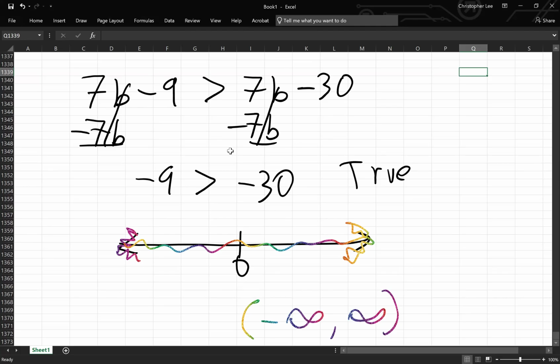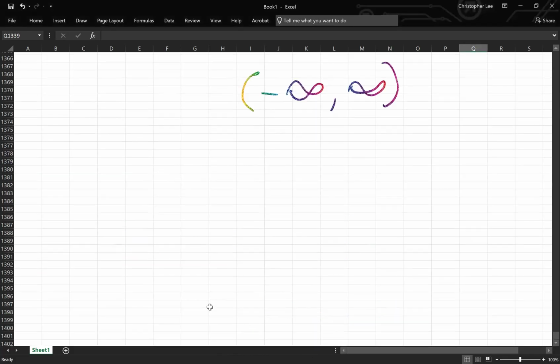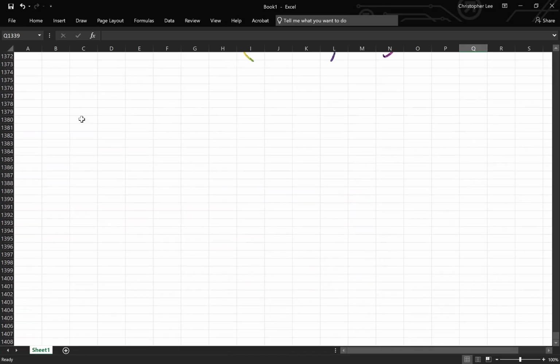All right. Last example. Let me show y'all something real quick. So every time the statement is true, you'll just draw a line over the whole thing. A true statement is the whole line, negative infinity up to positive infinity. All right, last example.